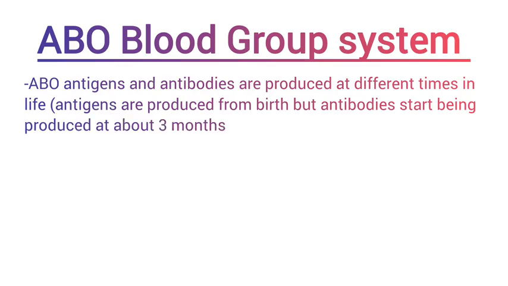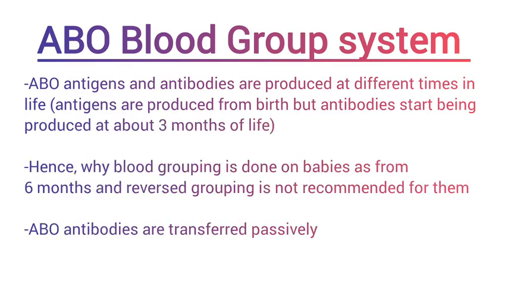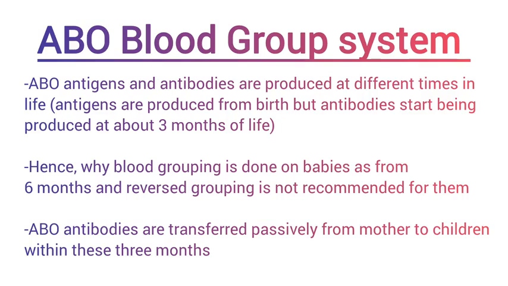ABO antigens and antibodies are produced at different times in life. Now, the antigens are produced from birth or even before birth, but the antibodies start being produced at about 3 months in life. Sometimes it can be later. This is the reason why blood grouping is only done on babies as from 6 months of age, and reverse blood grouping is not done for them. Now, ABO antibodies are transferred passively from mother to child within these 3 months through breast milk.